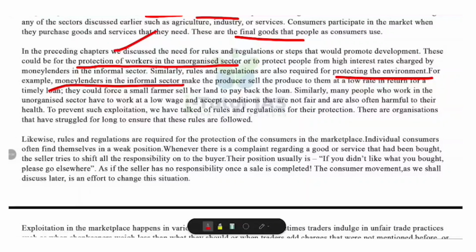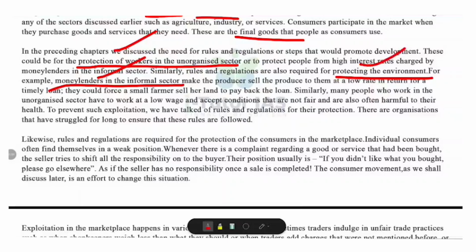And now what about moneylenders, protection from moneylenders in the informal sector? Yes, moneylenders often charge very high interest rates. For example, a small farmer takes a loan for seeds. If he cannot pay back, the moneylender may force him to sell his produce cheaply or even sell his land.